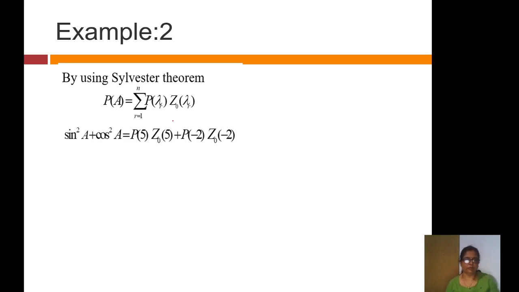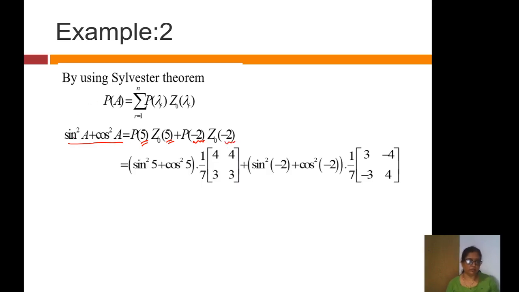Then by applying the Sylvester theorem, P of A means we consider sin square A plus cos square A, where A is the matrix. Now here there are 2 lambda values because A is a 2 by 2 matrix. Then we solve these for the first lambda value, which is 5, and the second value, minus 2. Now P of 5, where P of A is sin square A plus cos square A, means A is replaced by 5. And we know that its value is equal to 1.